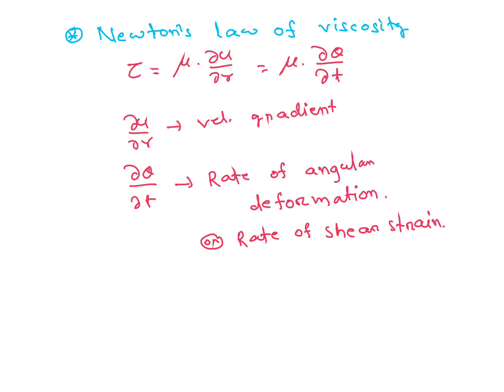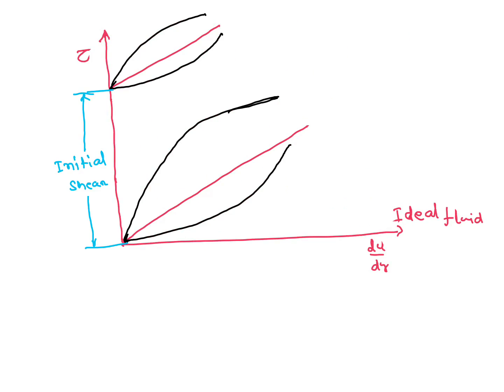Here the graph is also important: shear stress versus velocity gradient graph. This graph is very important with examples. See the Newtonian fluid. Then here n is less than 1, pseudoplastic. Examples are very important. And n is greater than 1, dilatant. Then here Bingham plastic, n equal to 1.